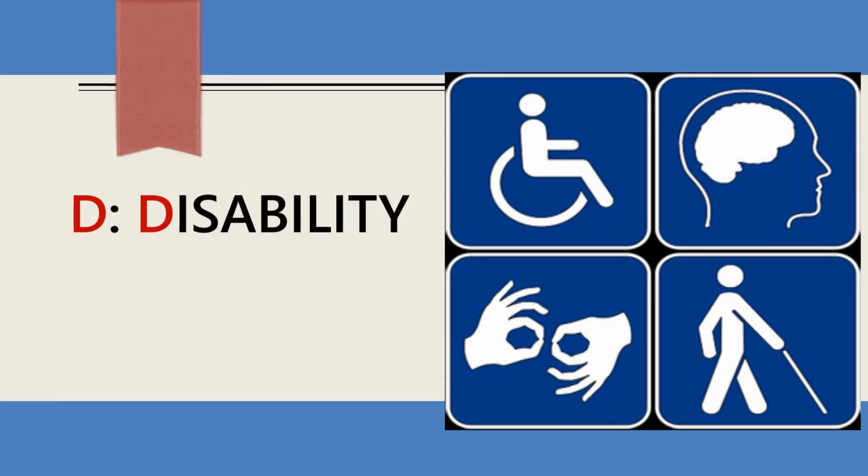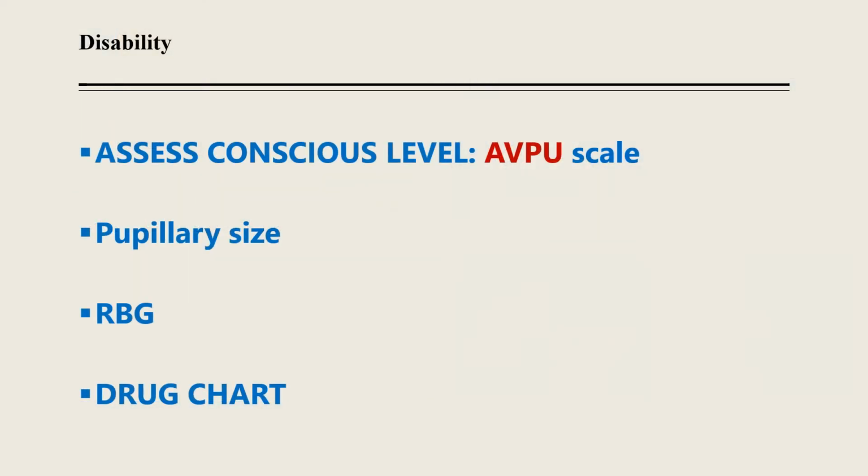Stabilization of the airway, breathing, circulation. So then we will move to disability. Here we will assess the conscious level of the patient, the pupillary size, and the random blood sugar. How to assess a conscious level? As we said before in the examination of coma, we have our AVPU scale: A, alert; V, responds to verbal; P, responds to pain; and U, unresponsive. Assess pupillary size by the size of the pupils, reaction to light, and equality.